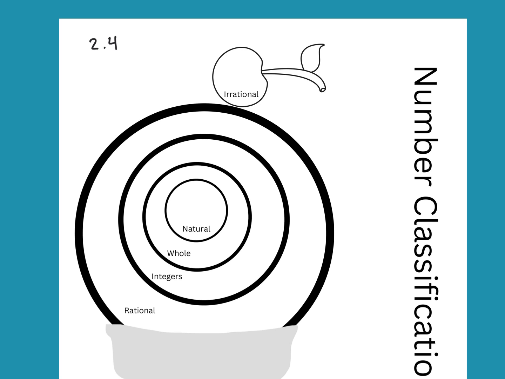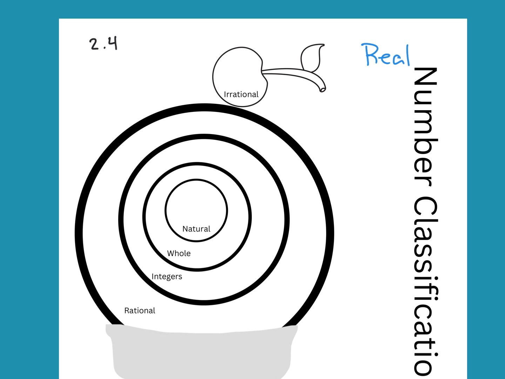Okay, we've been talking about all these different types of numbers and how to convert them between different forms. Now we're going to give them names. We're going to work on number classification. So we're talking about the real number system. All of these numbers that we're going to be talking about are real numbers.